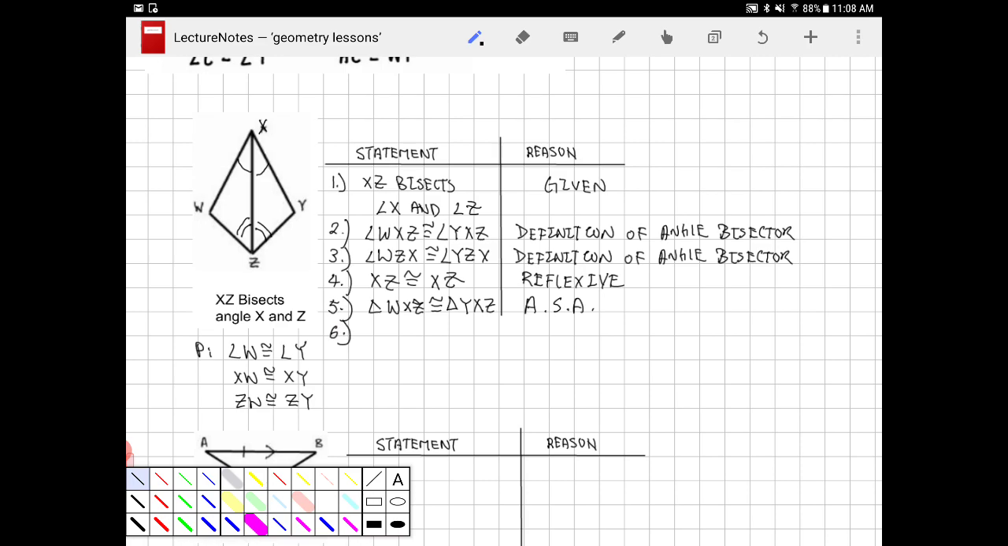So we set out to prove why angle W is congruent to angle Y, why XW is congruent to XY, and why ZW is congruent to ZY. Well, all of these are just corresponding parts of congruent triangles, aren't they? So we recognize that corresponding parts of congruent triangles must be congruent. Therefore, these three statements are true, all for the same reason: corresponding parts of congruent triangles are in fact congruent.